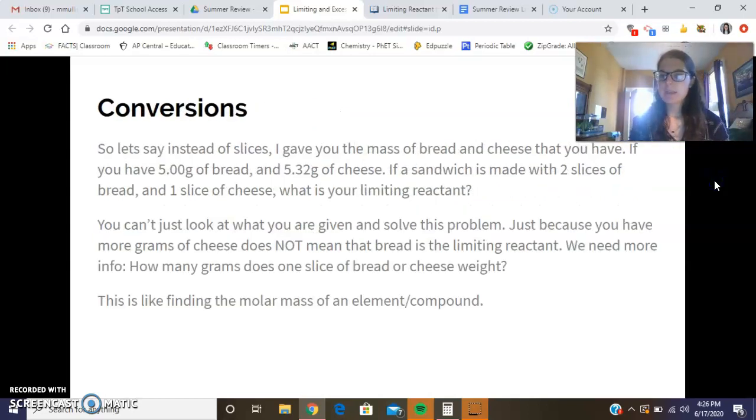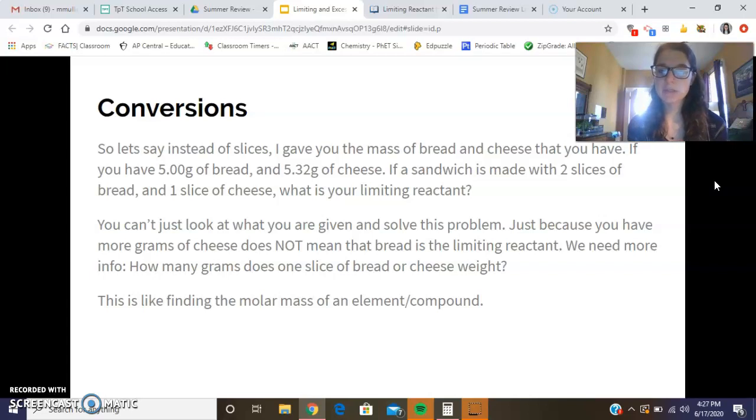So let's say that I give you the same problem, making a grilled cheese sandwich, but this time I'm not giving you how many slices you have, I'm giving you the masses of bread and cheese that you have. So let's say you have 5 grams of bread and 5.32 grams of cheese. And again, if a sandwich is made of 2 slices of bread and 1 slice of cheese, what's your limiting reactant?